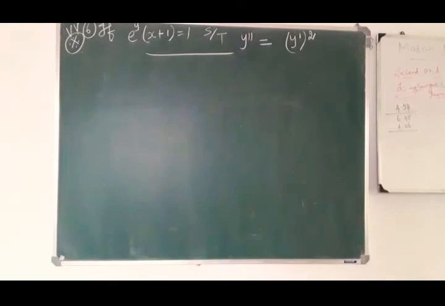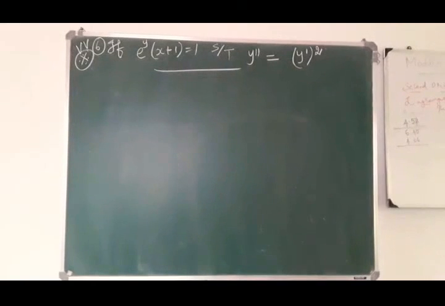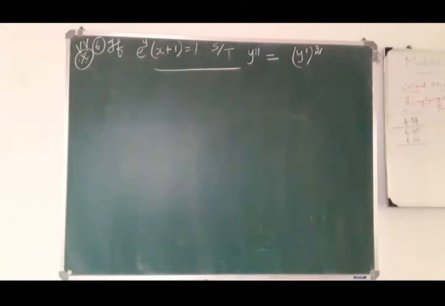Very important sixth question. If e^y (x + 1) = 1, then show that y'' = (y')². This question can be asked like this also: d²y/dx² = (dy/dx)². That is nothing but y'' = (y')², right? Let us discuss.